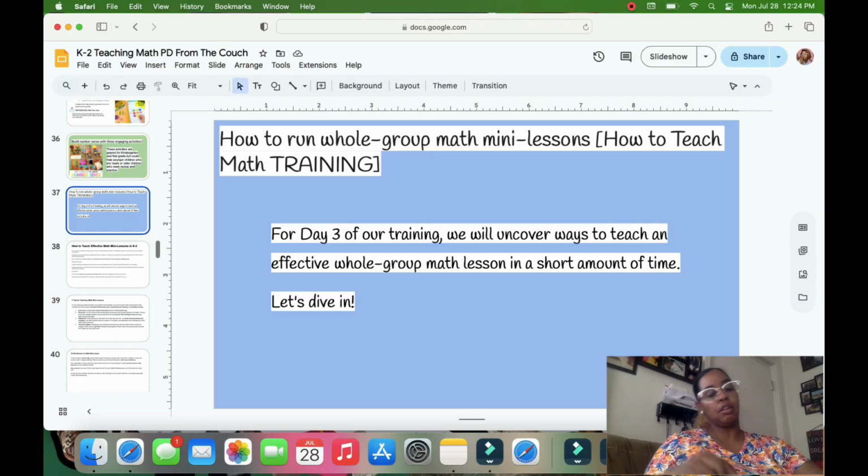Now, how to run math whole group mini lessons in this how to teach math training is that for day three in the email, from what I gathered out of it, is that we'll uncover ways to teach an effective whole group math lesson in a short amount of time. So let's just dive right in.